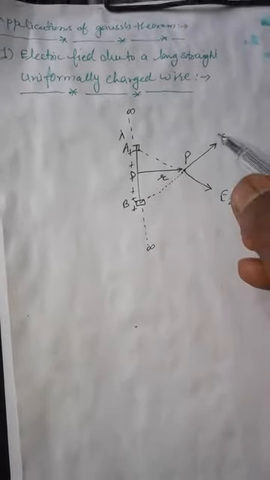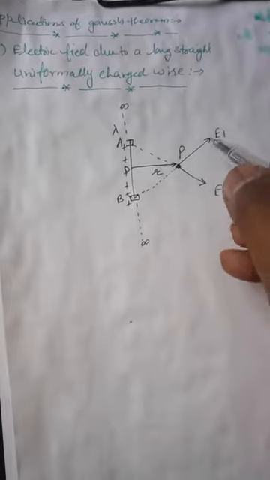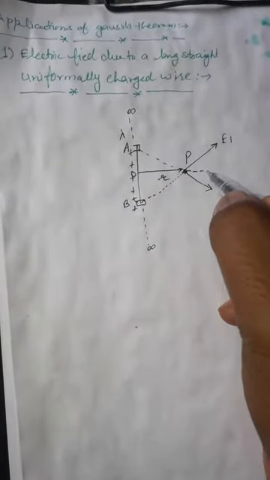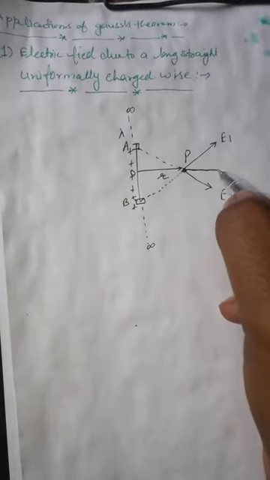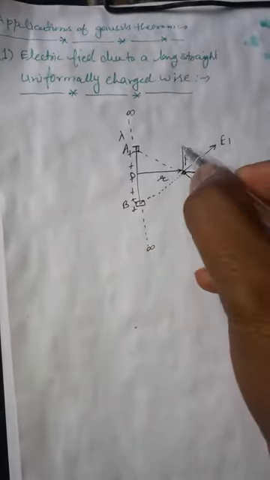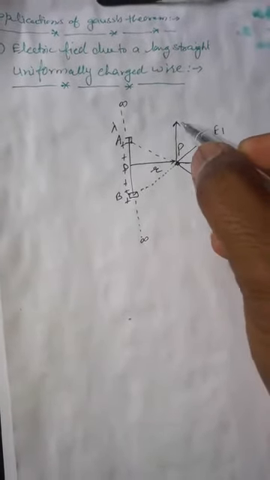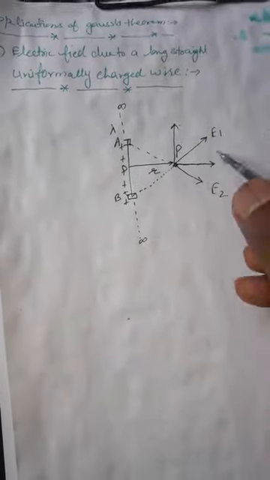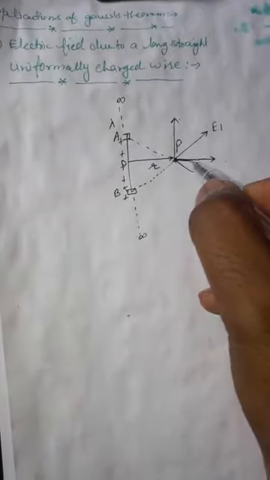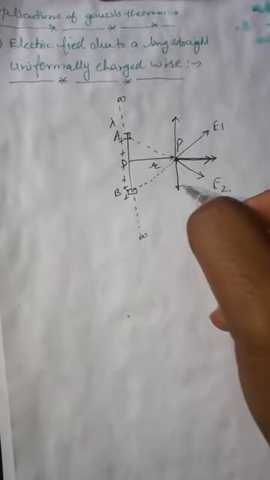Similarly, due to the element A there is also an electric field along this direction, say E2. Now at point P there are two electric fields, and if we divide them into their rectangular components, then E1 is divided into two perpendicular components: the first is the horizontal component and the second is the vertical component. Similarly, E2 is also divided into a component along the horizontal line and a component along the vertical line.